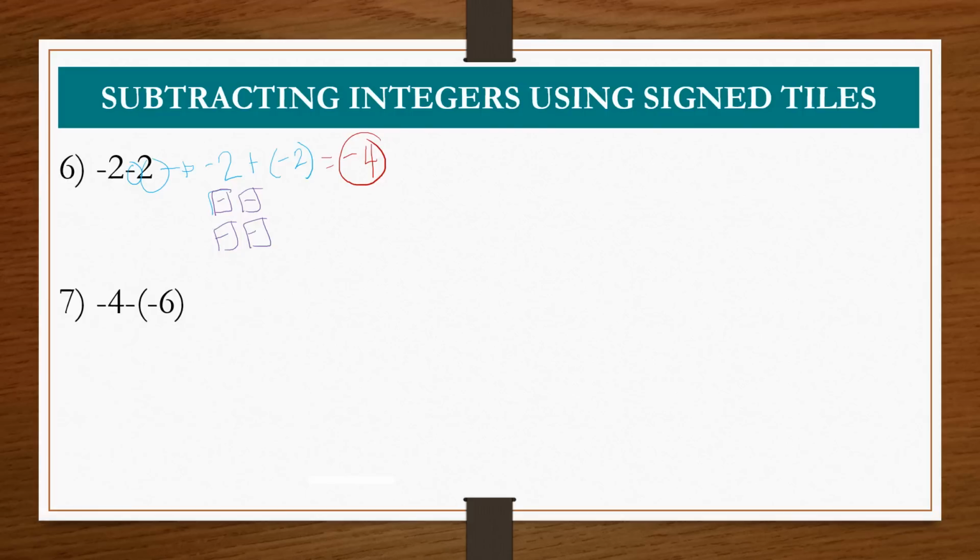Number 7, that can be written as negative 4 minus negative 6. So we have negative 4 plus positive 6. Okay, so let us represent negative 4 first. We have 4 negative tiles, 1, 2, 3, and 4. And then 6 positive tiles, 1, 2, 3, 4, 5, and 6.